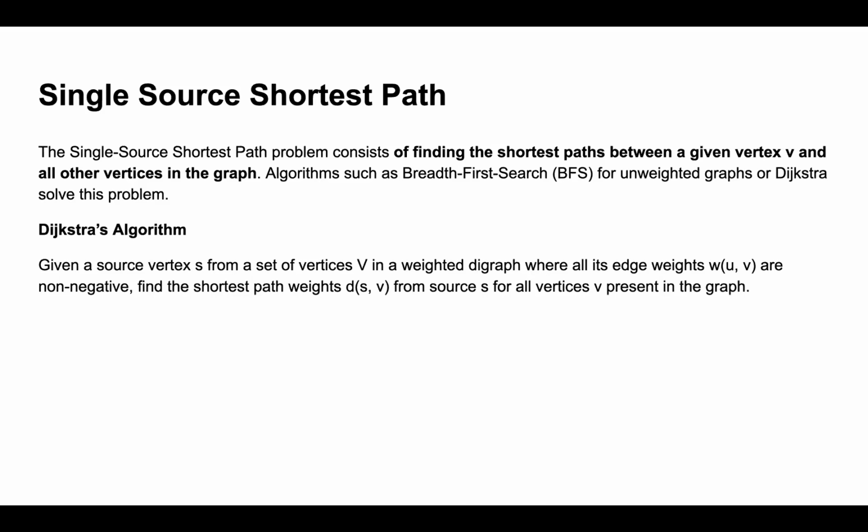How is the single source calculated? The single source shortest path problem consists of finding the shortest paths between a given vertex V and all other vertices in the graph. Algorithms such as breadth first search for unweighted graphs or Dijkstra algorithms solve this problem. Okay, single source shortest path. In that we are going to see Dijkstra algorithm.